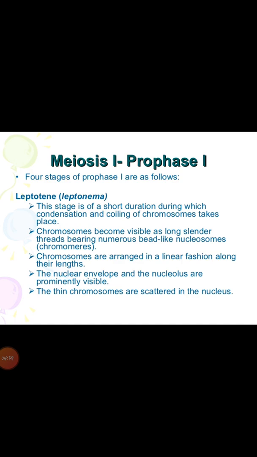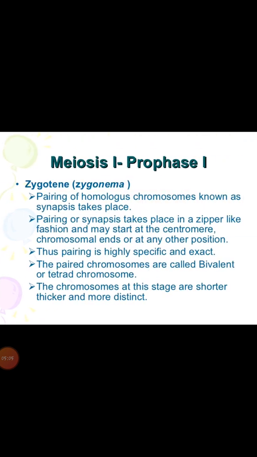In an animal cell, the two pairs of centrioles already formed are set free and begin to move away from each other. Each one gives out radiating fibers called aster rays. A pair of centrioles along with the aster rays forms an aster, as in mitosis. The chromosomes are arranged in linear fashion along their length. The nuclear envelope and nucleolus are prominently visible, and the thin chromosomes are scattered in the nucleus during leptotene of prophase first.